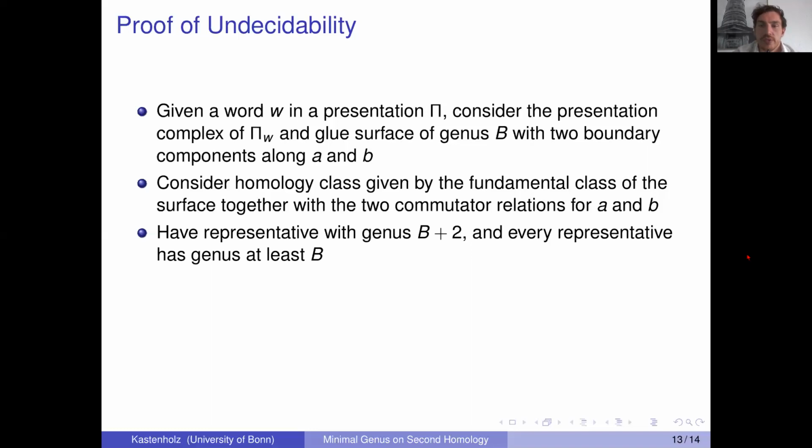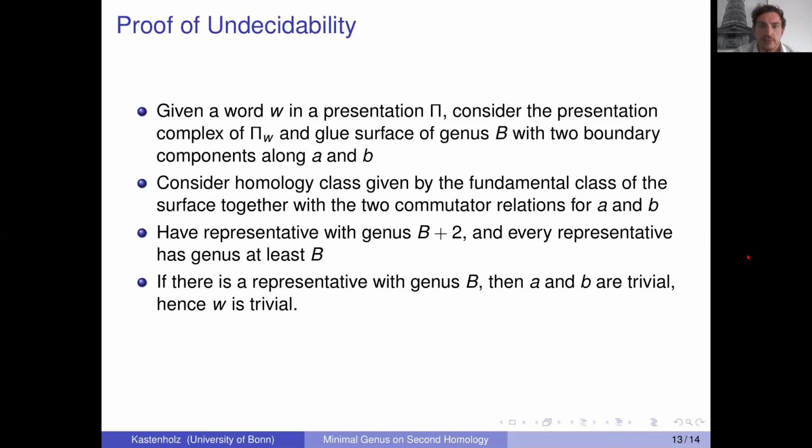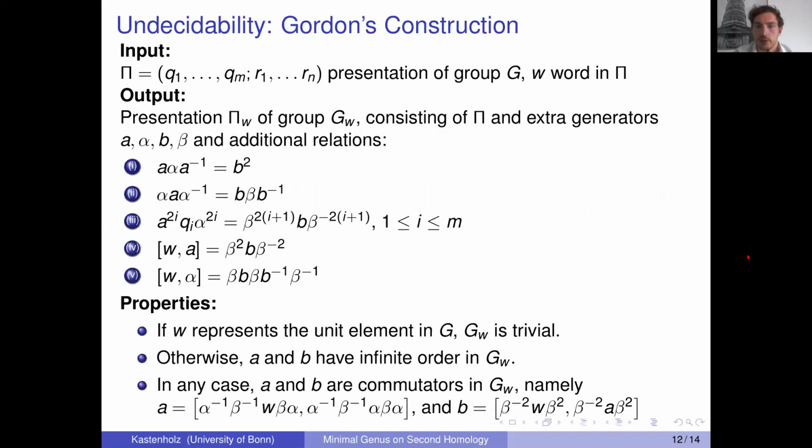And of course, every representative has to have genus at least B, because it has to meet this surface of genus B component. So what would happen if there is a representative with genus exactly B? Then it's quite easy to see that A and B would have to be trivial, because basically all the genus is concentrated on the surface part. So if you use transversality, or basically just the cellwise covering result I mentioned before, you can see that A and B have to actually bound disks, which of course implies that A and B are trivial, which is only true if GW is trivial, which is only true if W is trivial.